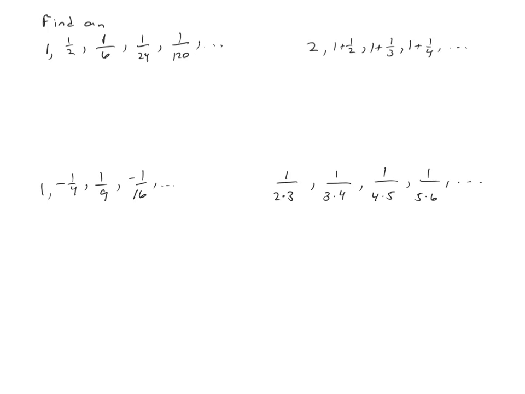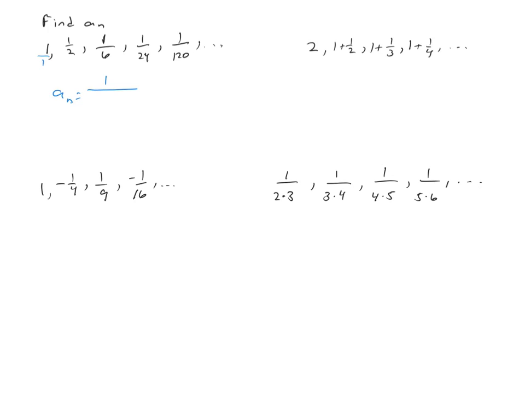In this first one, I have 1, then 1/2, then 1/6, then 1 over 24, then 1 over 120, and so forth. One thing to keep in mind is that you can think of the first term as 1 over 1. You have to look for patterns. So I would say a sub n is equal to 1 over, and then we have to look at the values we have there: 1, 2, 6, 24, 120, and so forth.